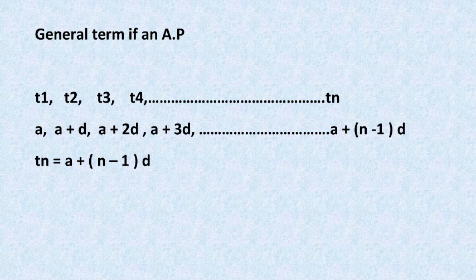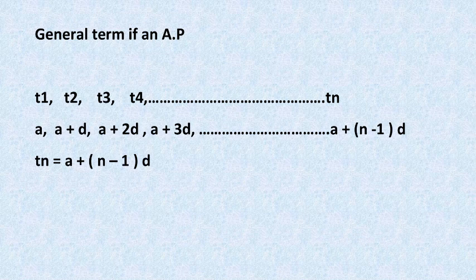General term of an AP. So what is the general term of an AP? If I consider T1, T2, T3, T4 as the terms of an AP till Tn, n is the nth term, where we don't know the value of n. The first term is always represented by A and the second term is represented by A plus D. Just now we have discussed what D is. D is a common difference which we need to add to the first term.